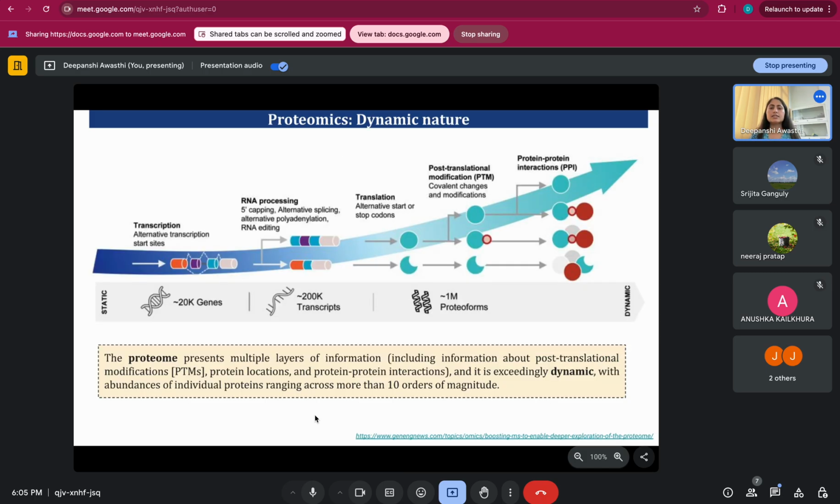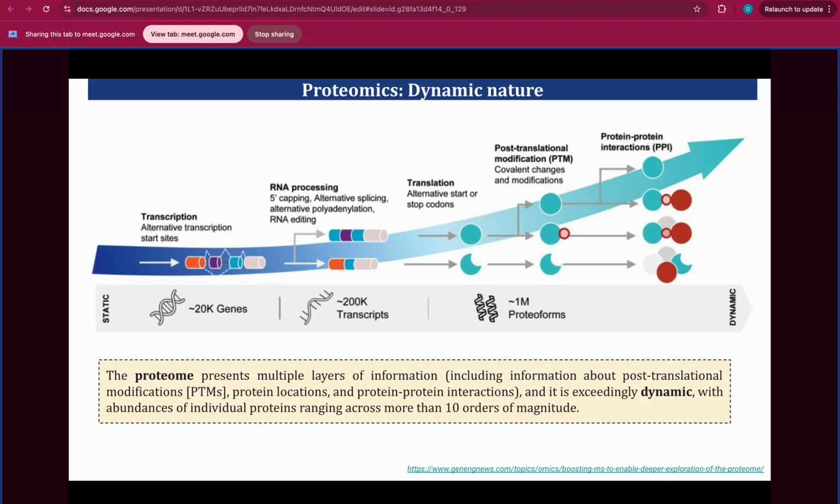Now let's look at how this dynamic nature has come up. Let me show you. If you look at this portion, it is static. When we are looking at the genome level, everything is static, it's constant, it is fixed. In each and every cell, DNA is constant, and we know there are only 20,000 genes. This is just an approximate number, 20 to 25,000 genes are present in the human genome.